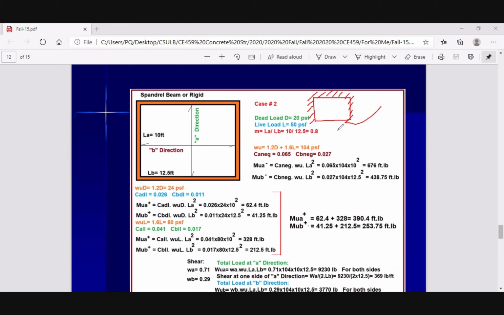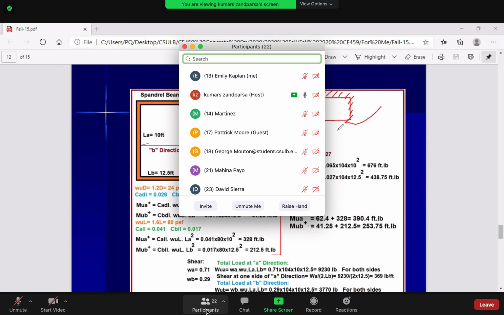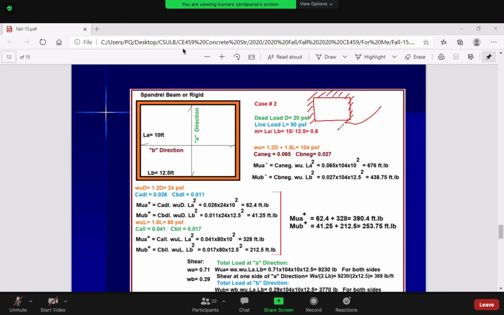So let me read another one. Will we be tested on bond, anchorage, or development length? As I mentioned, based on those chapters that I gave you, no. There is no question on those parts. Okay.